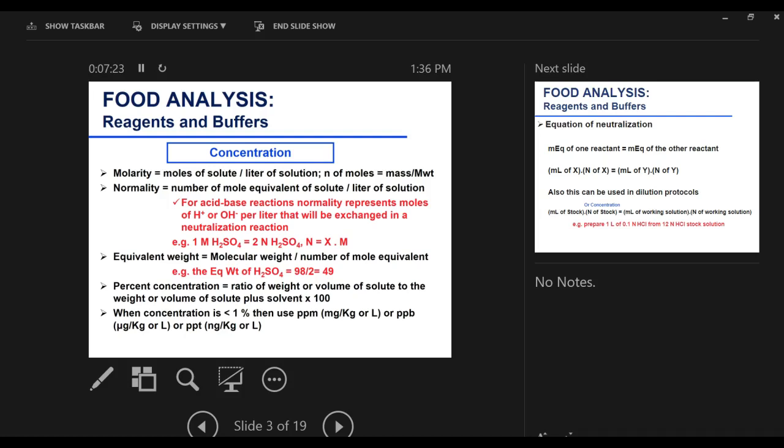Molarity is number of moles per liter of a solution. That's the unit of molarity. And number of moles is defined by the mass of your reagent or chemical by the molecular weight. And the molecular weight is the mass per 1 mole. Okay? When we say the molecular weight of any compound, it's weight per 1 mole in grams.